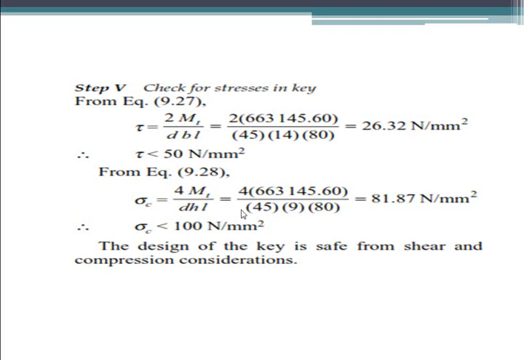This is how we are going to design a muff coupling, which is very easy, simple in design, and you should also draw the muff coupling after the design.